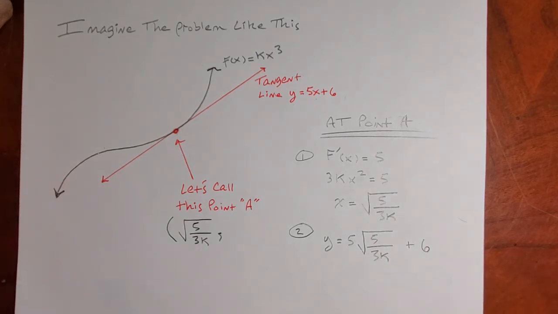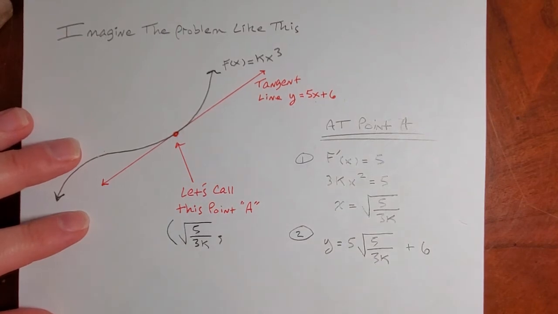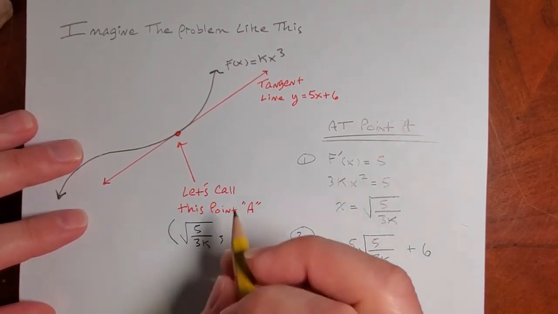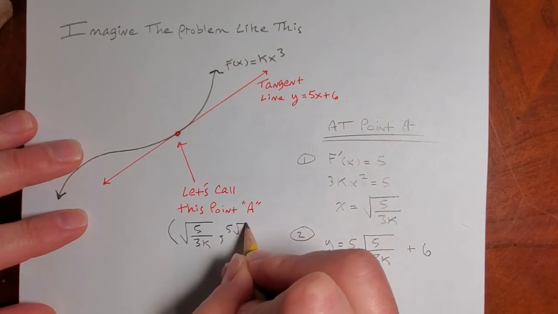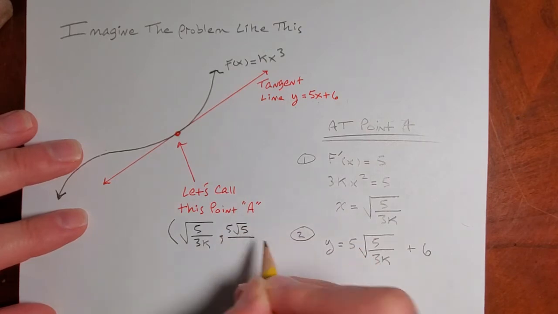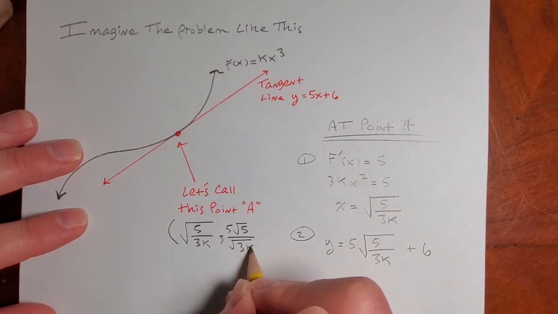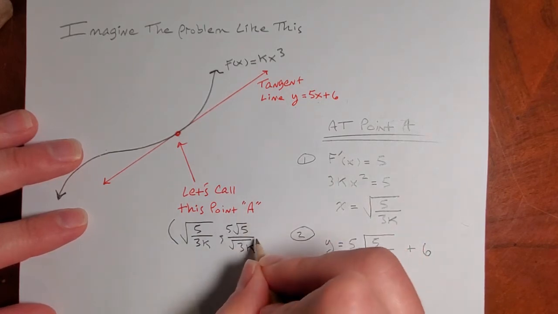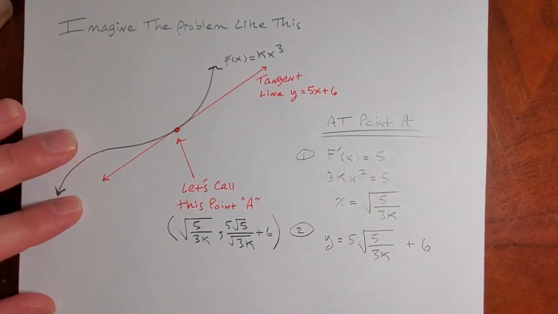All right. Now, I'll write that a little bit different then. Maybe I'll say 5 root 5 probably. Yeah, let's do that. So that's 5 root 5 over root 3k, and then plus 6. All right, there we go.